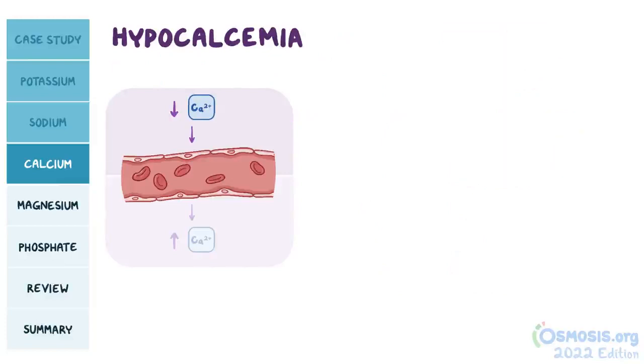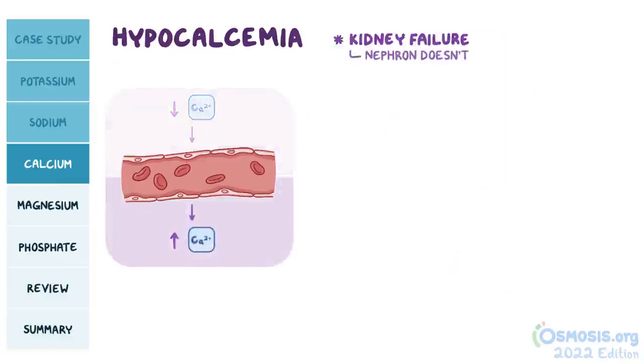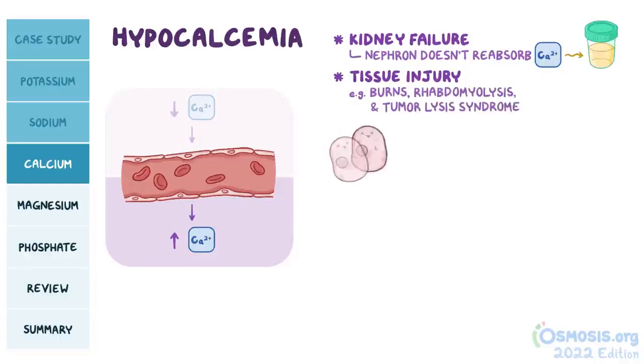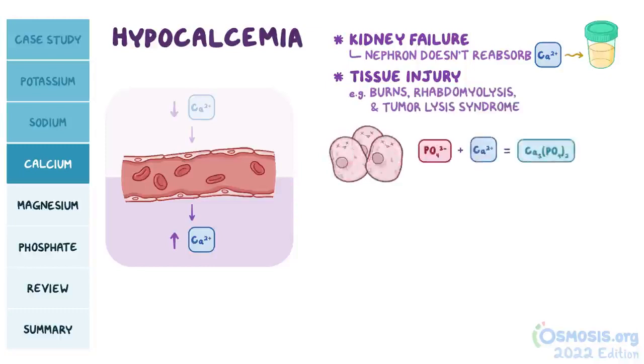Then there's too much calcium leaving the blood. For example, in kidney failure, the nephron doesn't effectively reabsorb calcium, which means that calcium is excreted into the urine. Another cause of calcium leaving the blood is tissue injury, like burns, rhabdomyolysis, and tumor lysis syndrome, where large numbers of cells die and release intracellular phosphate into the blood. This phosphate binds to the ionized calcium and forms calcium phosphate, making the calcium insoluble and effectively decreasing the total amount of calcium in the blood.